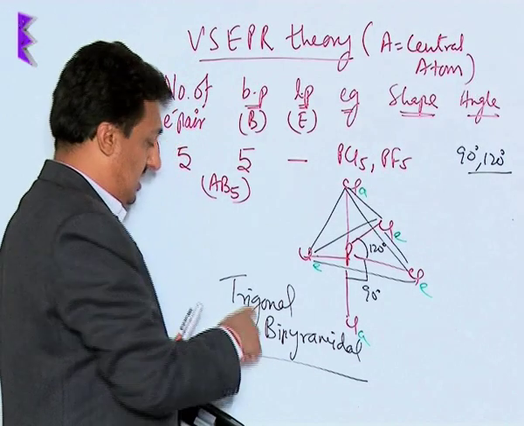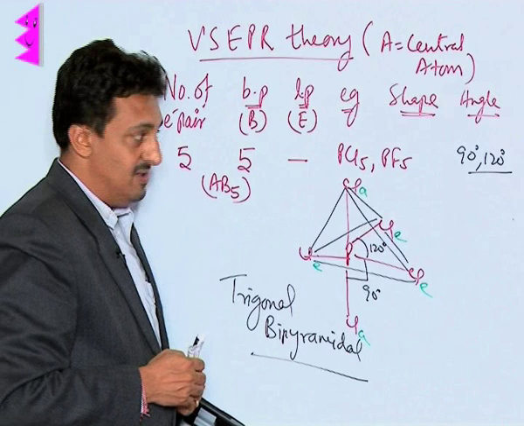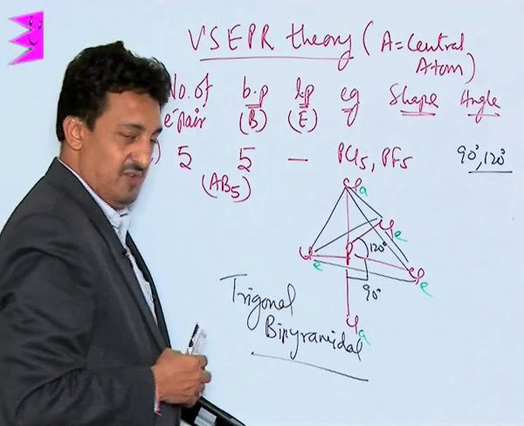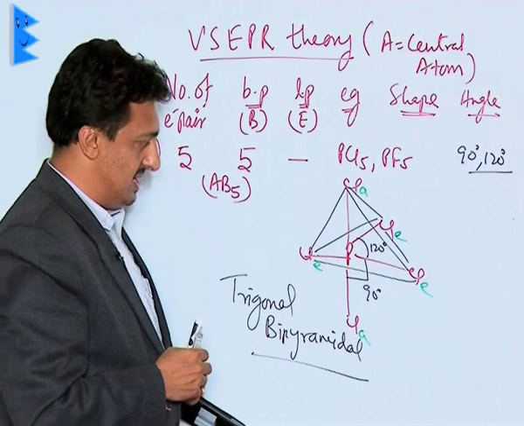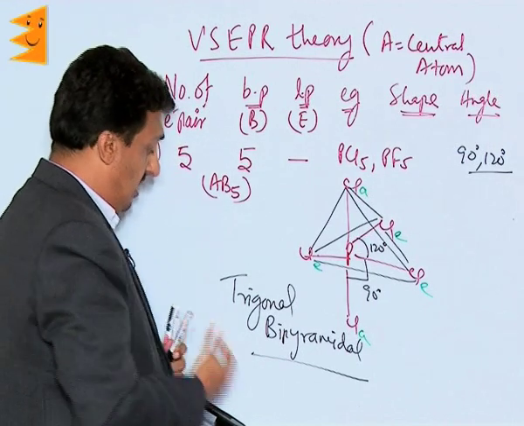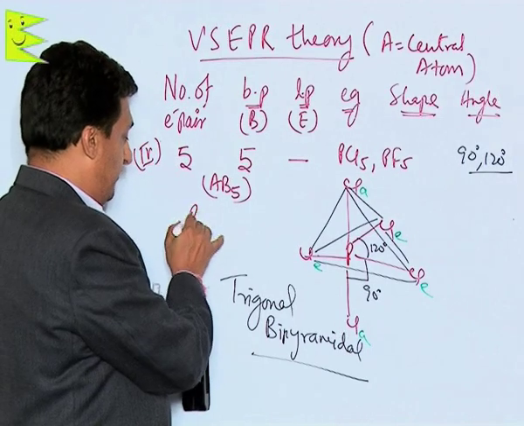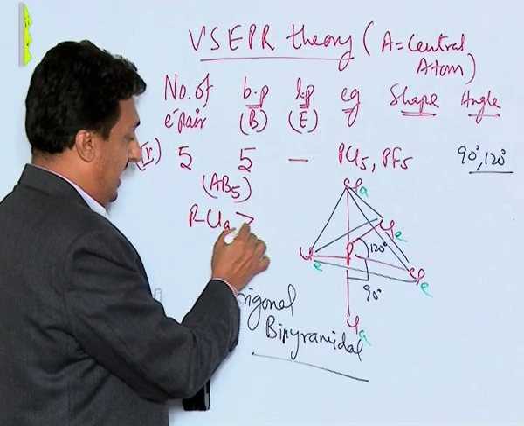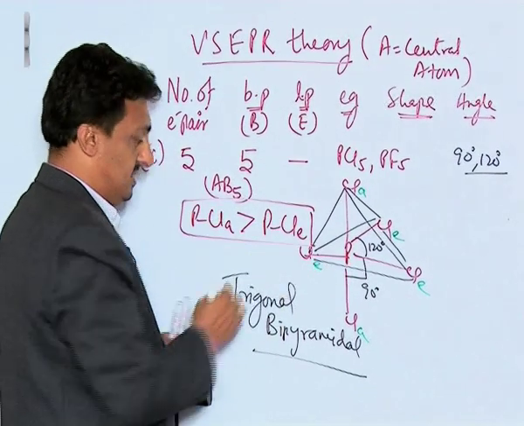The shape is trigonal bipyramidal. The geometry is trigonal bipyramidal. And this is the shape of PCl5, trigonal bipyramidal. Now the important thing to note in this trigonal bipyramidal is that the phosphorus chlorine axial bond length is longer than the phosphorus chlorine equatorial bond length.